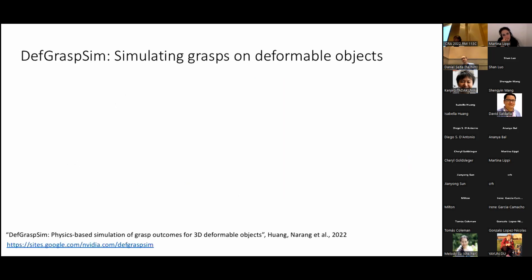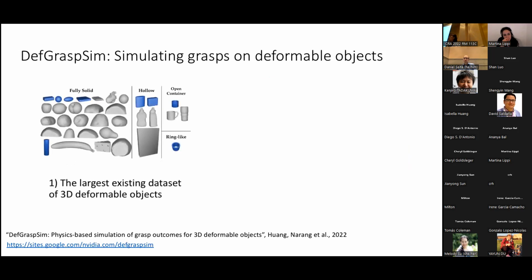So we present DefGraspSim, which enables automatic and systematic evaluation of grasp outcomes for grasps on general 3D deformable objects. Our contribution here is twofold. First, we release a new data set of 3D deformable objects, which is one of the largest in existence at 34 objects. Of course, this is tiny compared to the millions of rigid object models that are out there, but it's a good start, and we hope the community will also add to it.